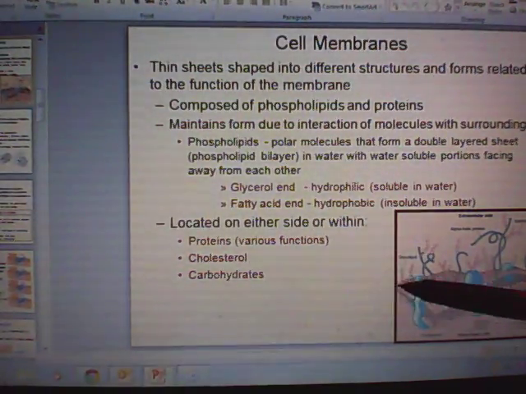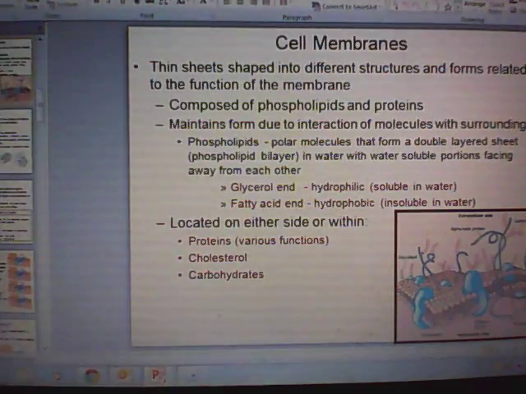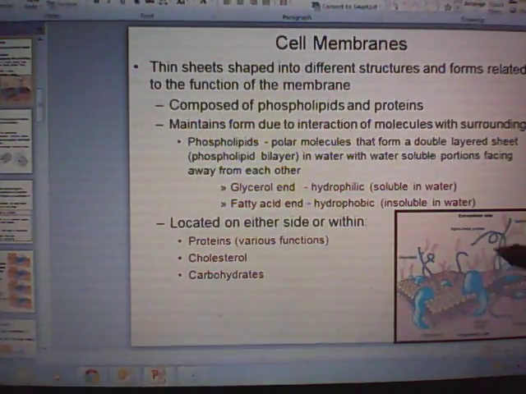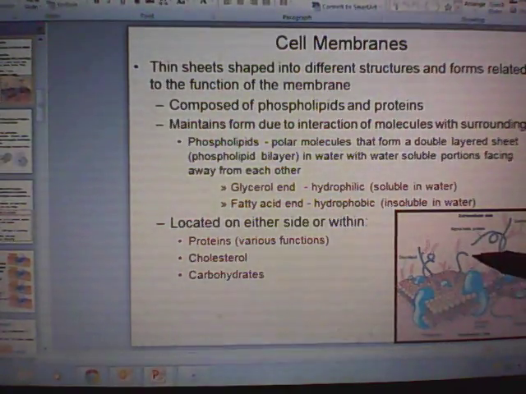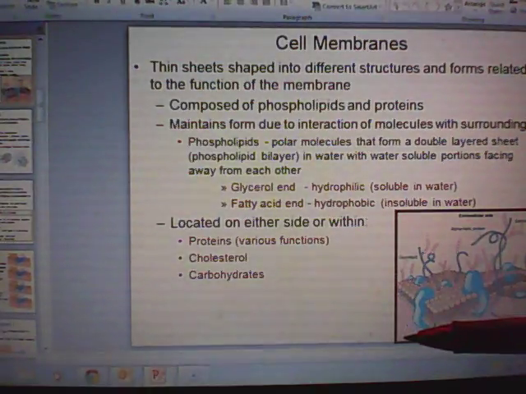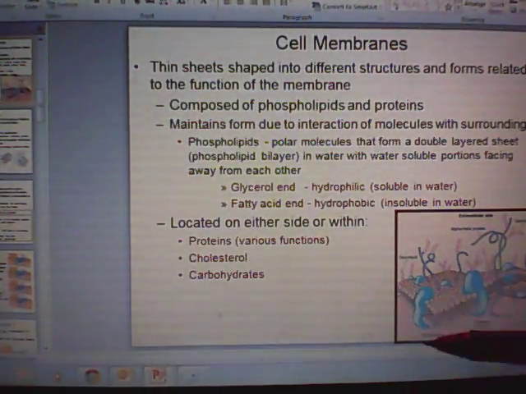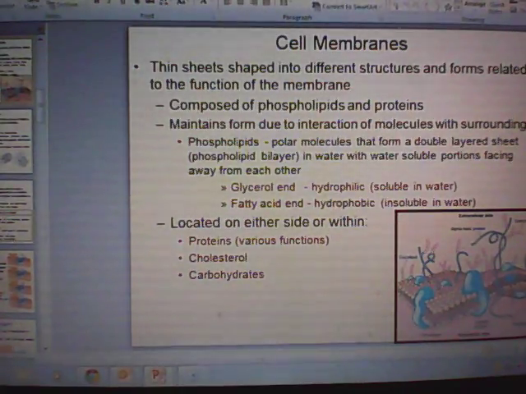So located on either side of the cell membrane are proteins, cholesterol, and carbohydrates, as you see here in the figure. And this is what gives the cell membrane a mosaic look. You know how you do mosaic tiles? So someone looked under the microscope once before, and saw it and called it a fluid mosaic model. So sometimes you'll hear that terminology used when we're talking about the cell membrane.